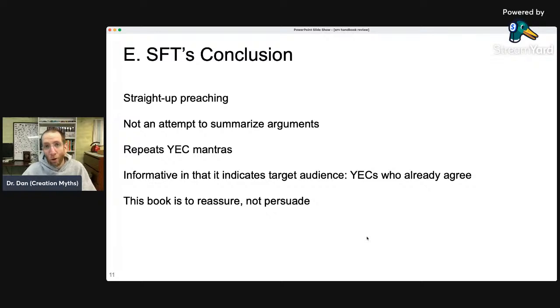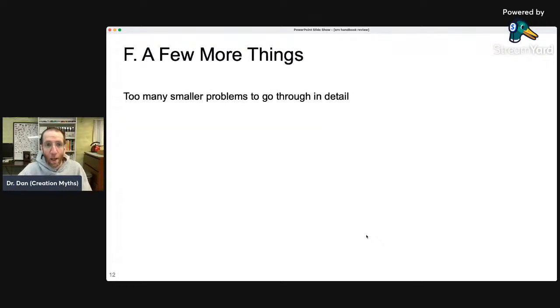The structure of it is very informative, though, in that it indicates the target audience. And it's not me, right? The stated purpose is to try to address actual scientific arguments, but the way it is constructed shows that is not the actual goal. The target audience is young Earth creationists who already agree, and it's to reassure them. This is a work that is designed to reassure rather than persuade.